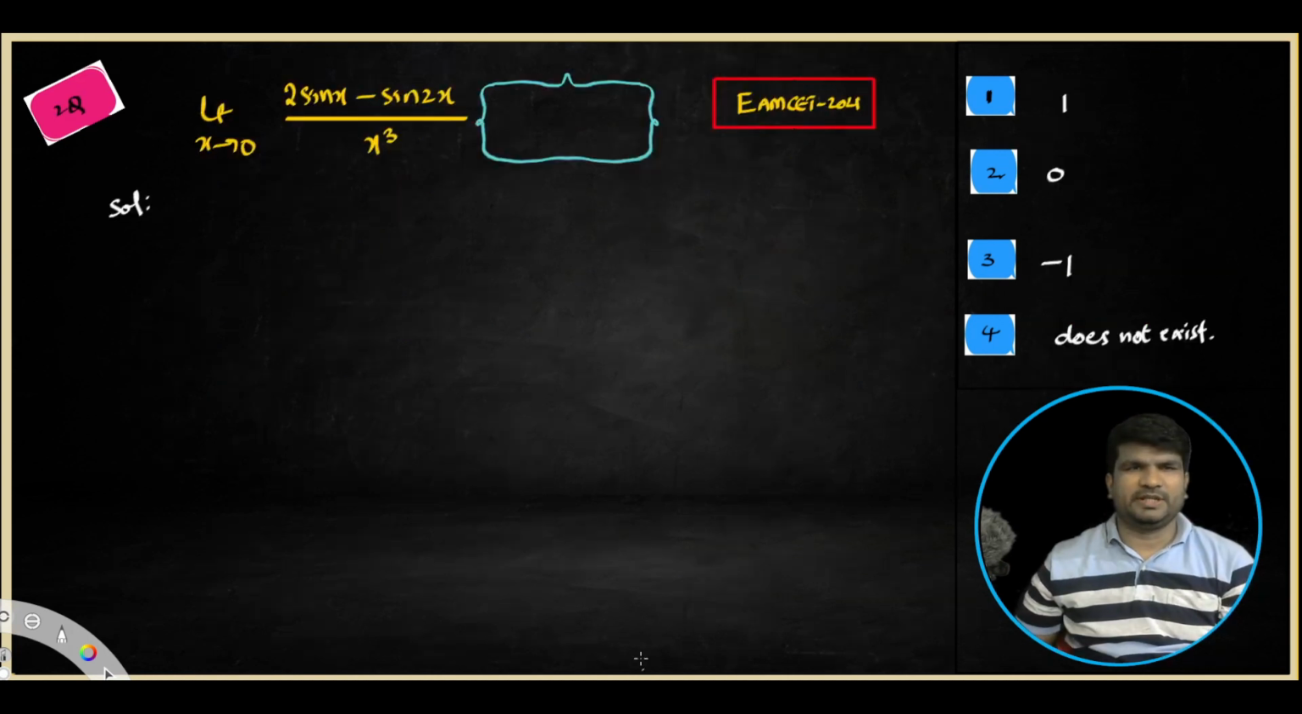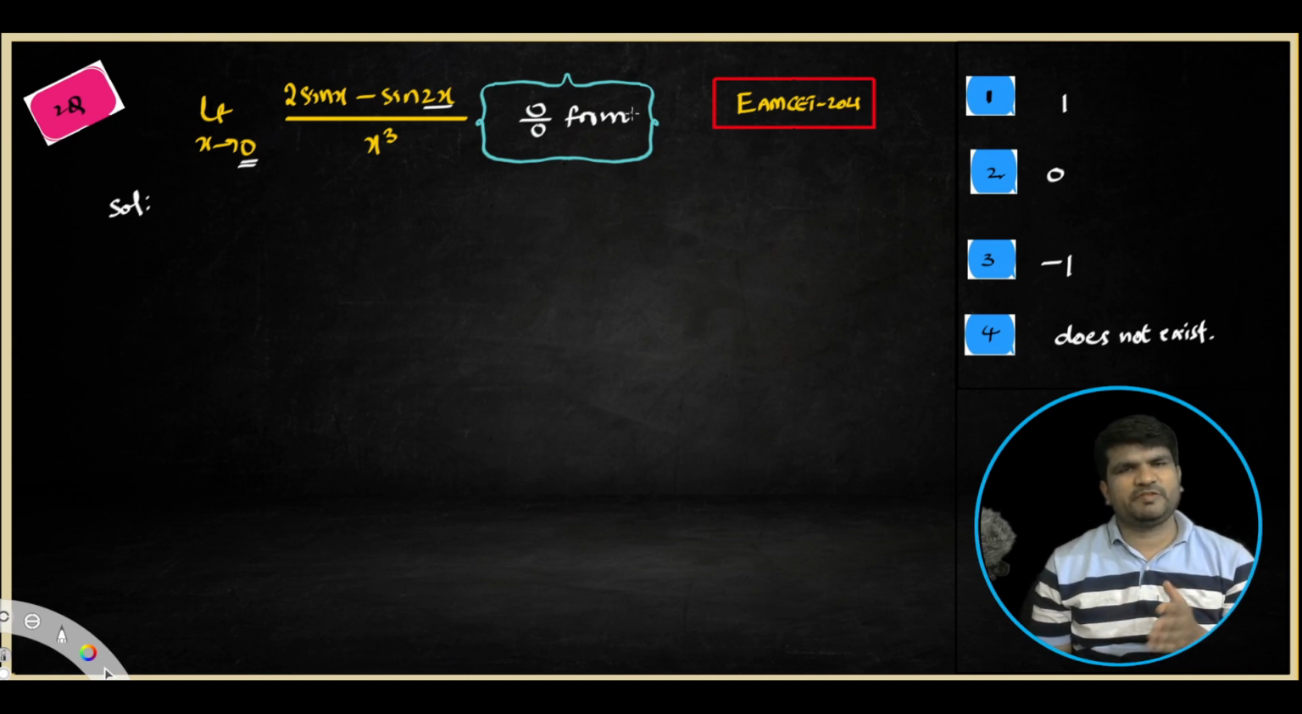So the second question is Eamcet 2021. Limit x tends to 0, (2 sin x minus sin 2x) by x cube. If you apply the limit, in the place of x if you write 0, sin 0 is 0 and sin of 2 times 0 is 0. So the numerator is 0 minus 0, which is 0, and the denominator is also 0. So you are getting the 0 by 0 form. Whenever you get 0 by 0, we have to use L'Hospital rule.